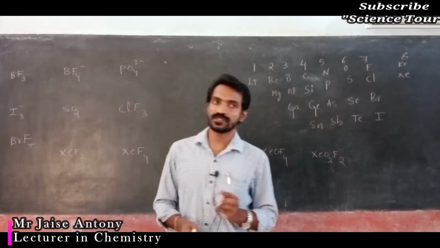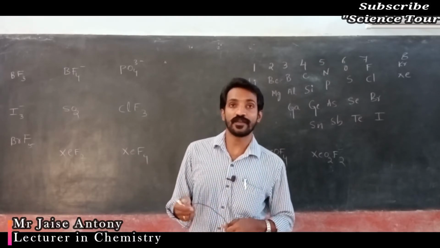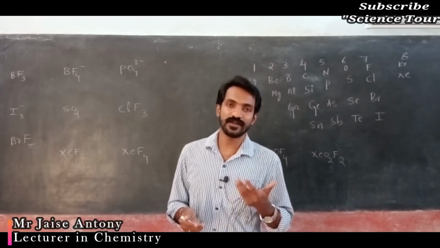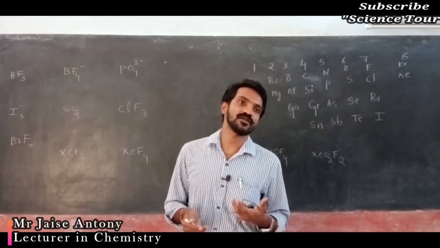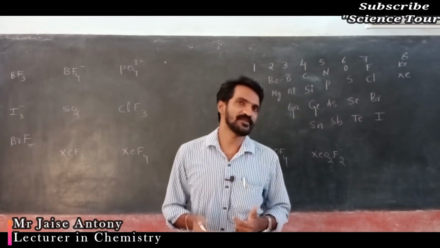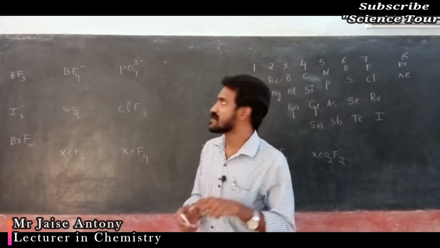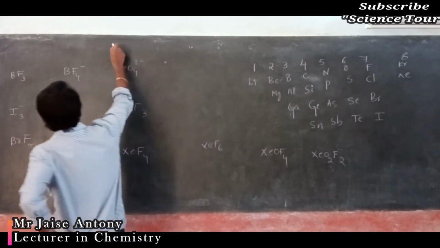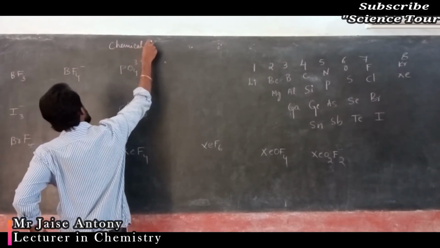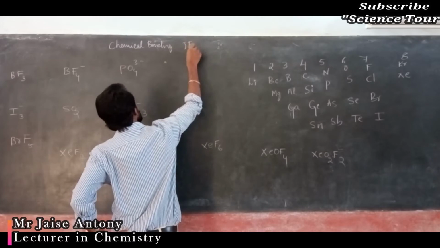Today we are going to discuss a very easy method to find the number of bond pairs and the number of lone pairs of electrons present in any given compound. It's a very important one, my dear students. These are JEE, NEET, CET related questions. It's from chemical bonding, a JEE NEET related topic.